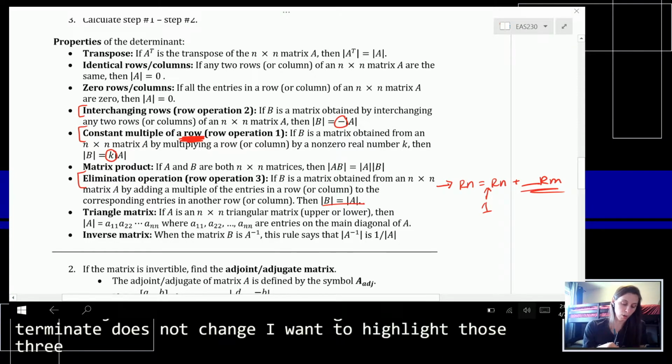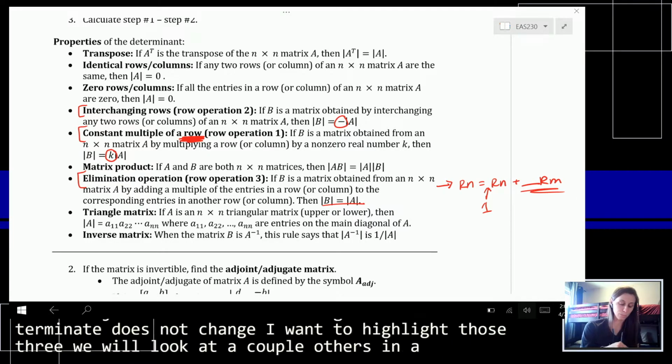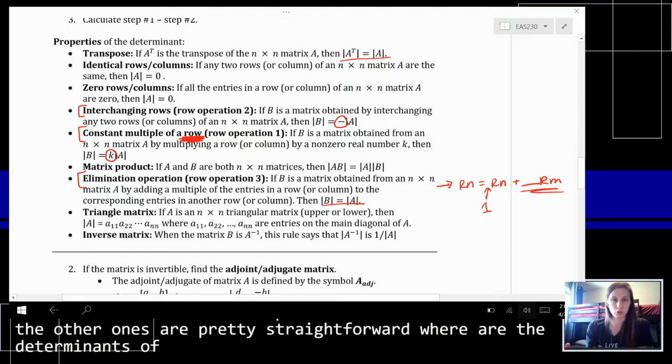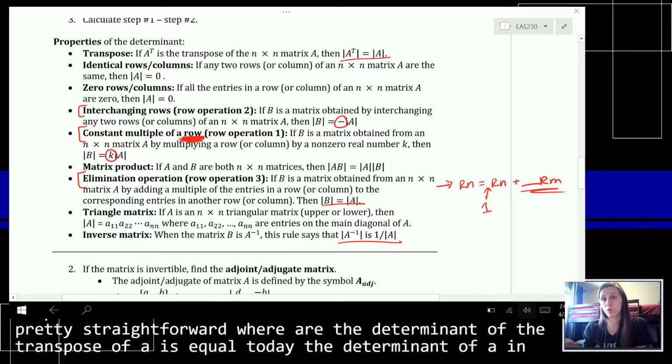We will look at a couple others in lecture. And the other ones are pretty straightforward, where the determinant of the transpose of A is equal to the determinant of A. The determinant of A inverse is 1 over the determinant of A.